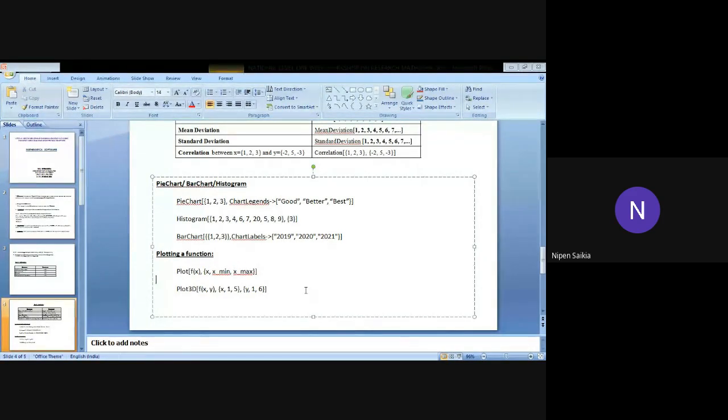Again, we have 3D plotting also. If we have a function of two variables, say x and y, within curly brackets we give the range of variable x and the range of variable y, and then execute with the help of shift enter to get the output. We'll get a 3D diagram for this function.